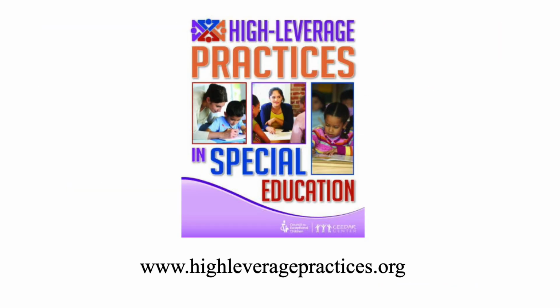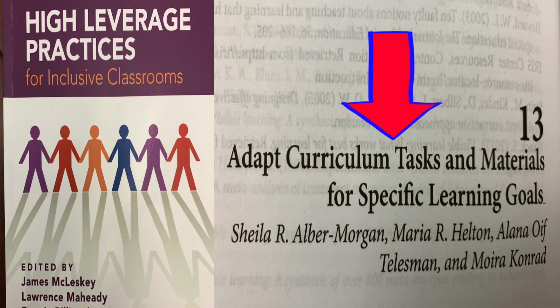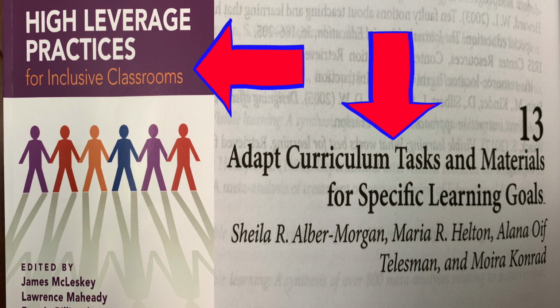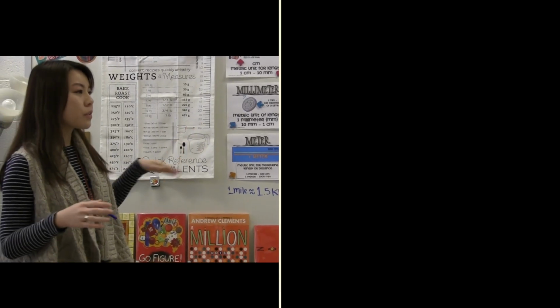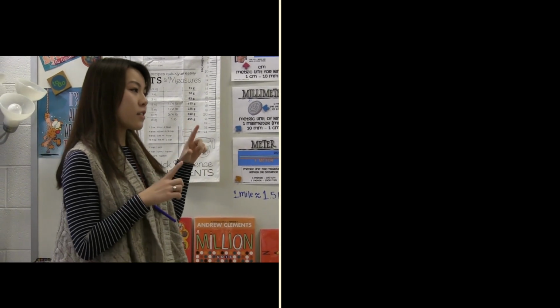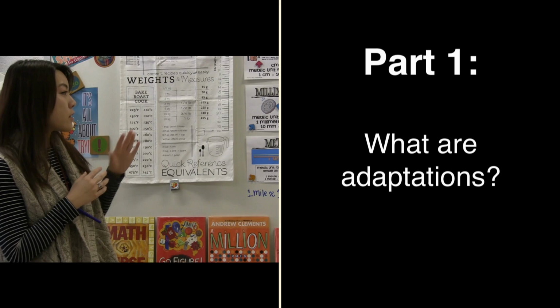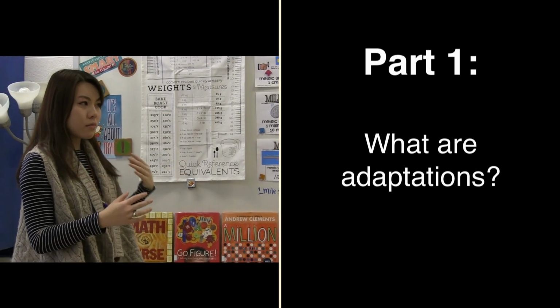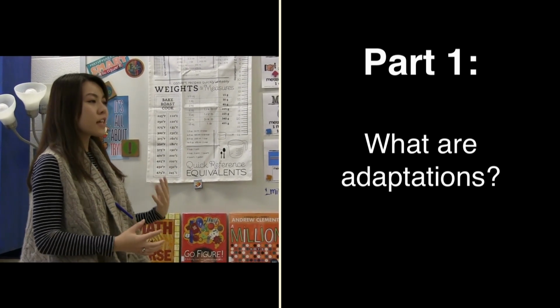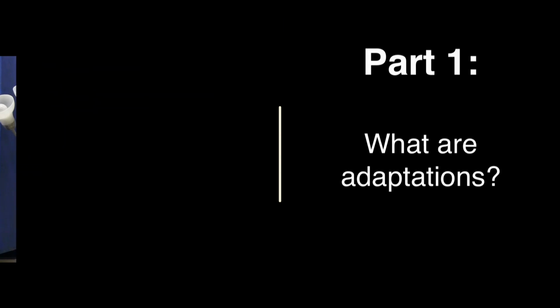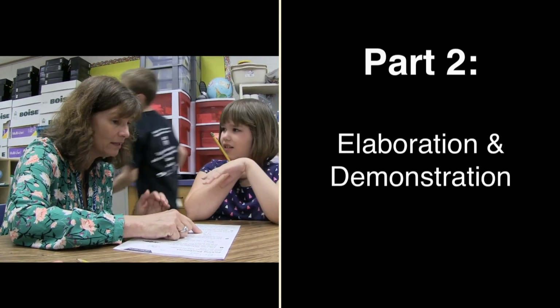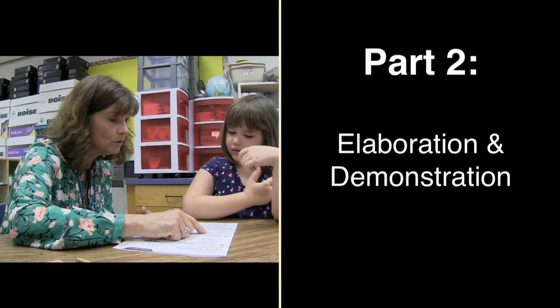The content for this video is from the HLP and Special Education book published by CEC and the Cedar Center, and the chapter by Sheila Albert Morgan and her colleagues in the HLP for Inclusive Classrooms book. This video is split into 2 parts. In Part 1, we explain how adaptations to curriculum tasks and materials can best be explained by introducing accommodations and modifications. In Part 2, we elaborate and demonstrate examples of each within real classrooms.